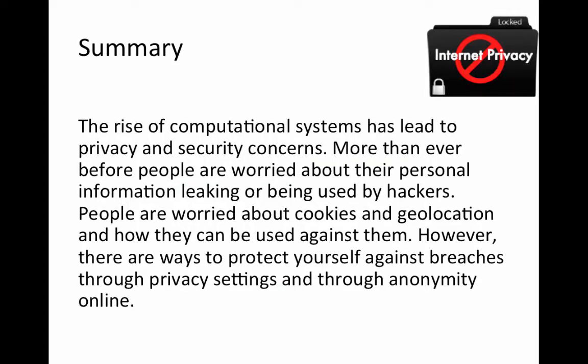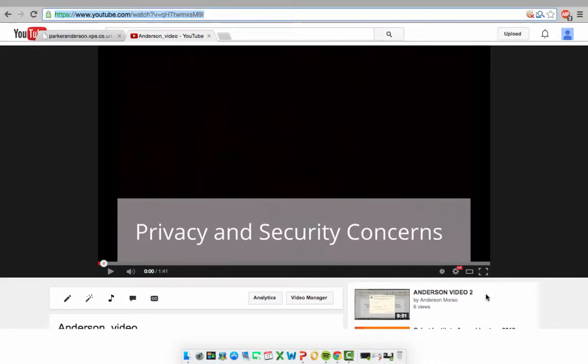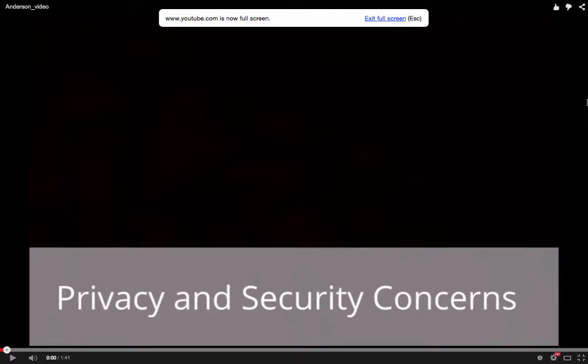So in summary, the rise of computational systems has led to privacy and security concerns. More than ever, people are worried about their personal information leaking or being used by hackers. People are worried about cookies and geolocation and how they can be used against them. However, there are ways to protect yourself against breaches through privacy settings and through anonymity online, as we saw earlier. This is my video on privacy and security concerns.